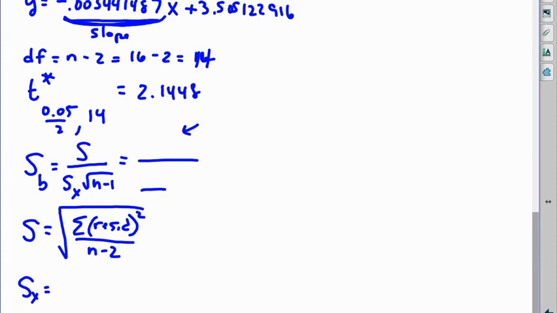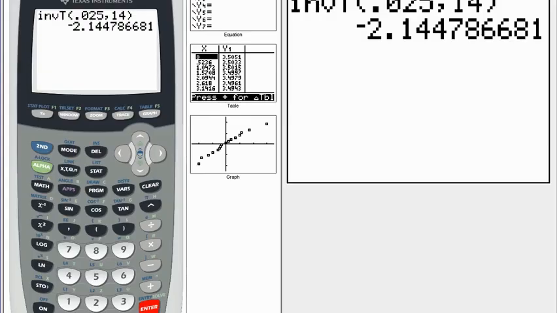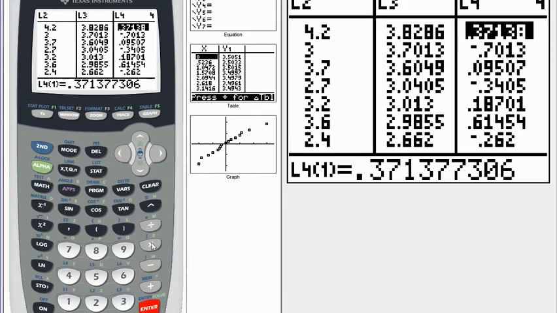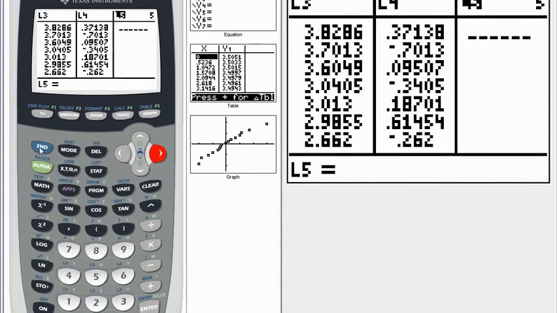I'd also need my standard deviation for my x values. So I'm just filling in some of the information I do have. So let's go to the calculator and see what we can calculate to get the sum of our squared residuals. Now my residuals are in L4, and if I want to square them, I could square them in L5.